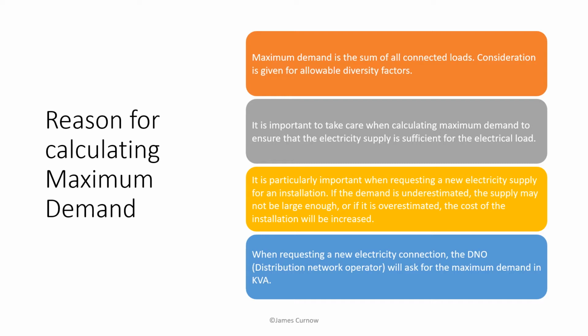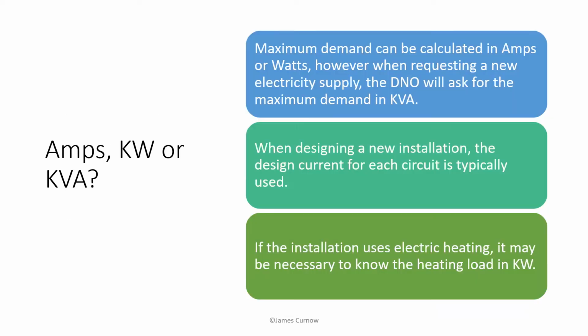Now, when requesting a new electricity connection, the DNO will ask for the maximum demand in kVA. They won't ask you for it in amps, and typically they won't tell you how much you can have. They will need you to calculate it for them.